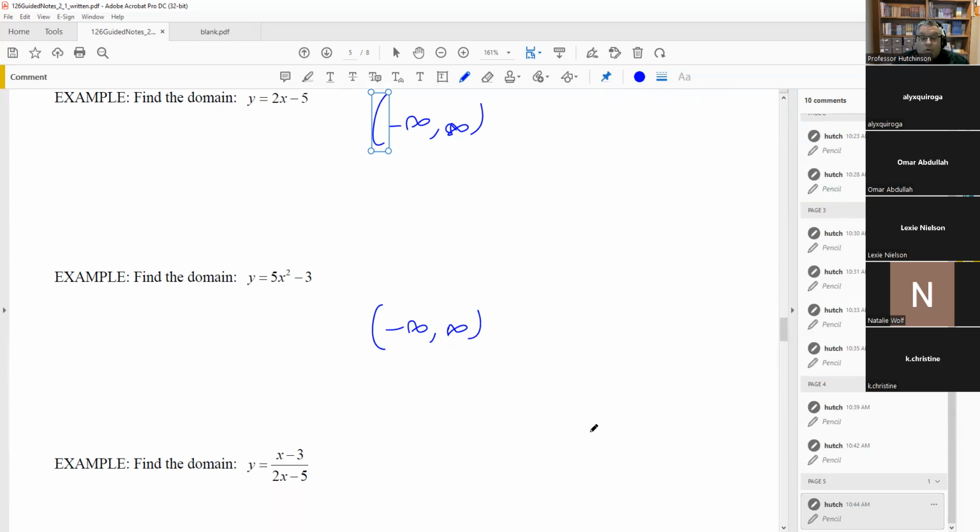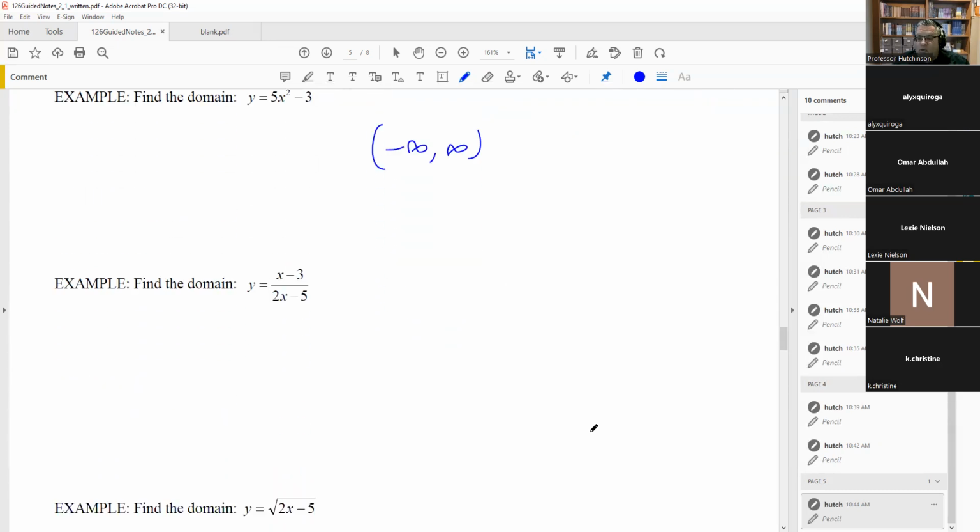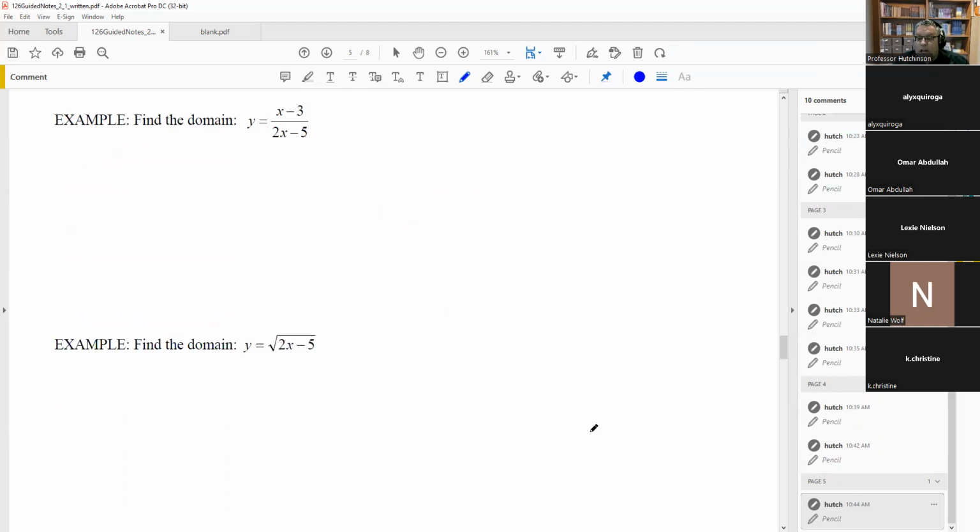But we're going to continue with the next two problems we'll look at. These do have some things we have to be careful about, because for this one, we have a fraction. So it is possible that if I put a number in for x, I could have division by 0. So whatever number causes division by 0, that number is not allowed in my domain. So essentially what that's saying is that the 2x minus 5 cannot be equal to 0. I cannot have a 0 in the denominator, because if I did, that means I have division by 0.